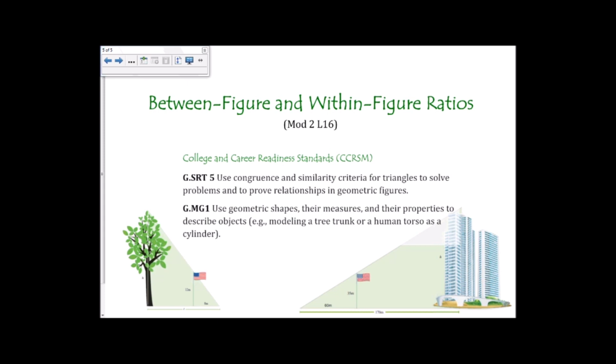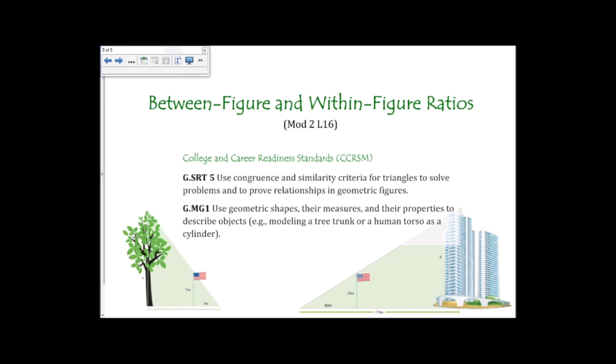Our next lesson, and the last lesson before the mid-module assessment, is lesson 16, which talks about between figure and within figure ratios. So again, we're using ratios between similar triangles and answering questions about angles or side lengths. And in this lesson, we talk about different kinds of ratios that you can use to answer these questions.